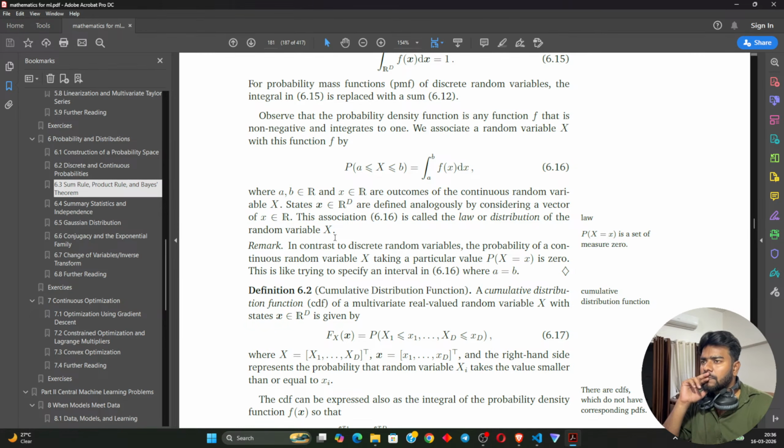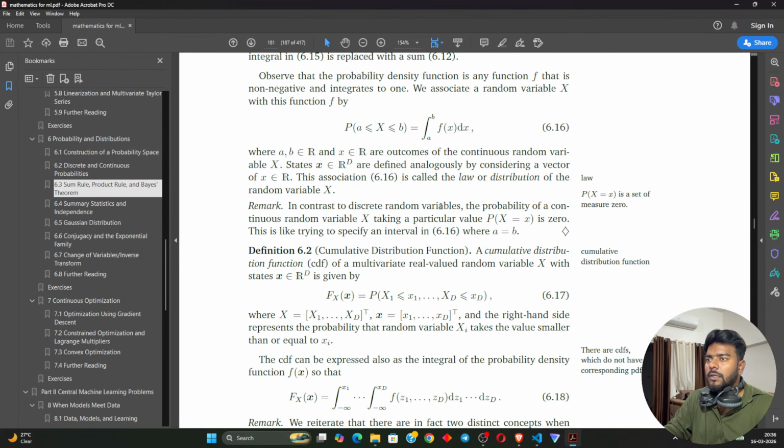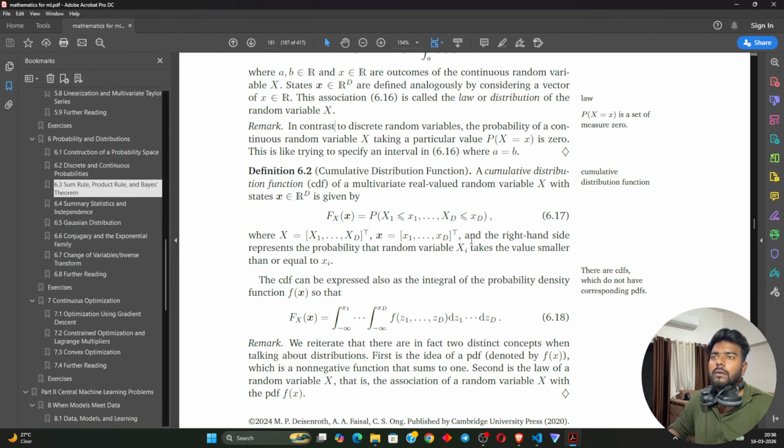Remark: in contrast to discrete random variables, the probability of a continuous random variable X taking a particular value, P(X = x), is 0. This is like trying to specify an interval in 6.16 where a equals b. It is a set of measure 0.